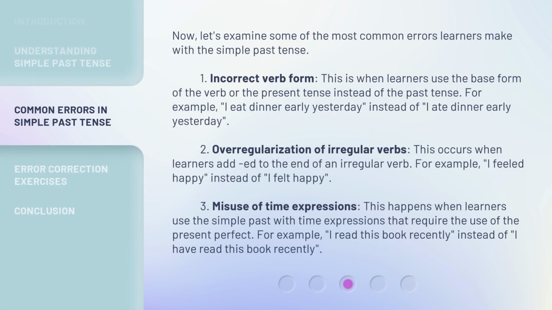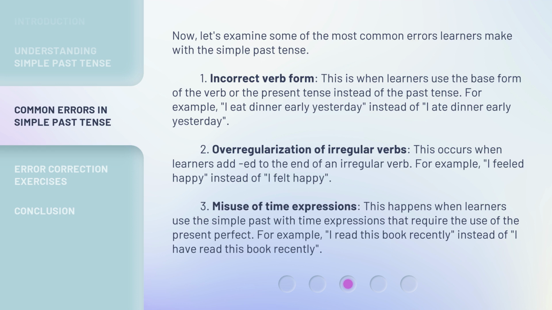Now, let's examine some of the most common errors learners make with the simple past tense. 1. Incorrect verb form. This is when learners use the base form of the verb or the present tense instead of the past tense. For example, I eat dinner early yesterday, instead of I ate dinner early yesterday.